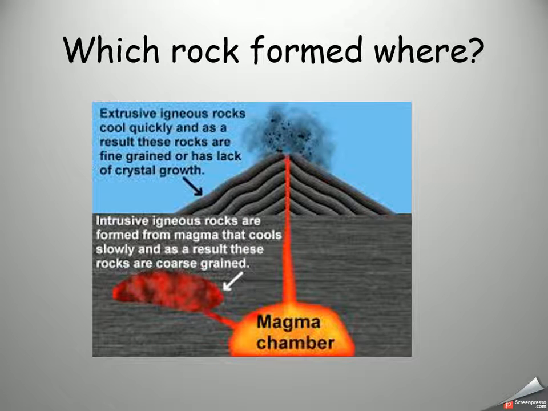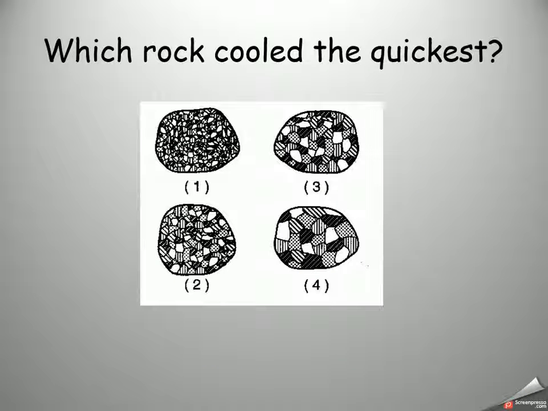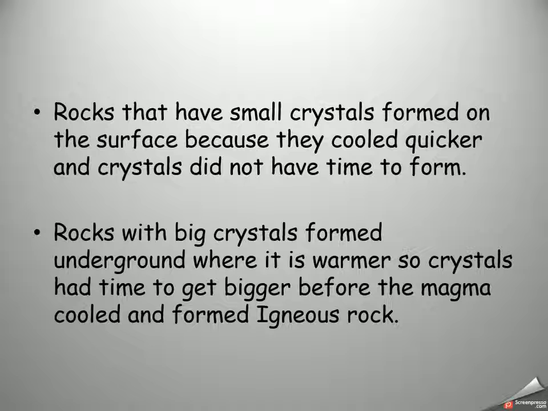Now, which rock cooled the quickest? Well, just as I've explained to you, you can see that obviously this one cooled below the surface because the crystals had time to form. Whereas this one, where the crystals are tiny, obviously cooled above the ground, where it cooled very, very rapidly. And there's basically a very quick explanation. Rocks have small crystals formed on the surface because they cooled quicker and crystals didn't have time to form. Rocks with bigger crystals formed underground where it is warmer, so the crystals had time to get bigger before the magma cooled and formed igneous rock.